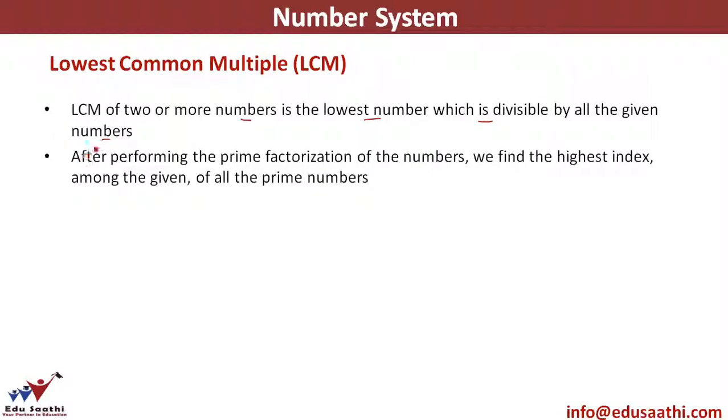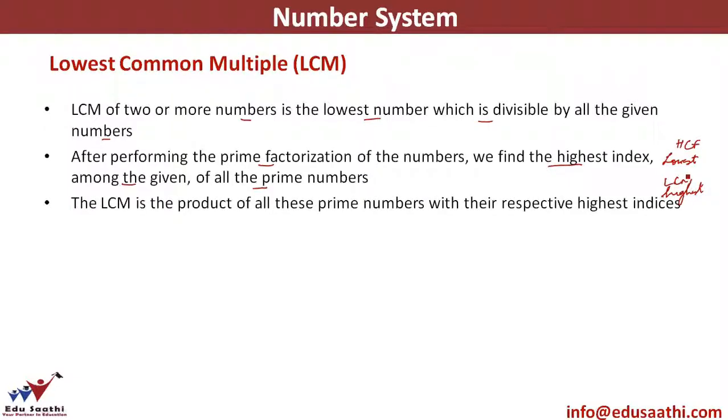So after performing the prime factorization of the numbers, we find out the highest index among the given of all the prime factors. In case of HCF, we look at the lowest index, and in case of LCM, we look at the highest index that is there for all the prime factors. So the LCM is the product of all of these prime numbers with their respective highest indices, whereas the HCF was the product of these prime numbers with their lowest indices.